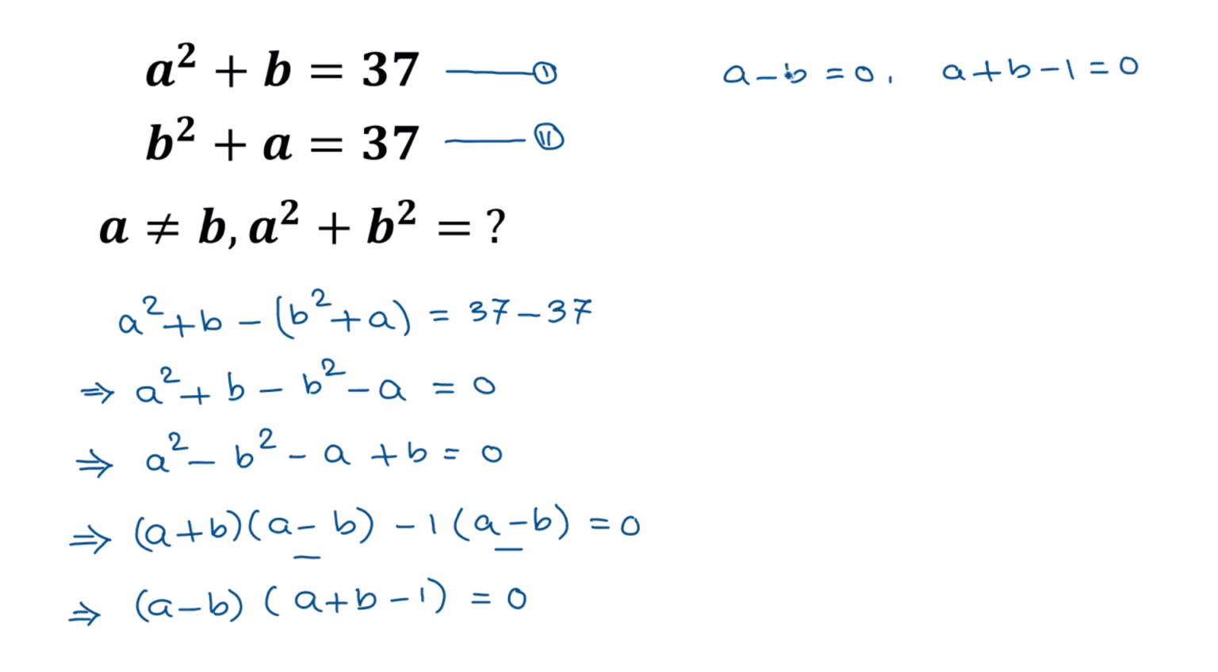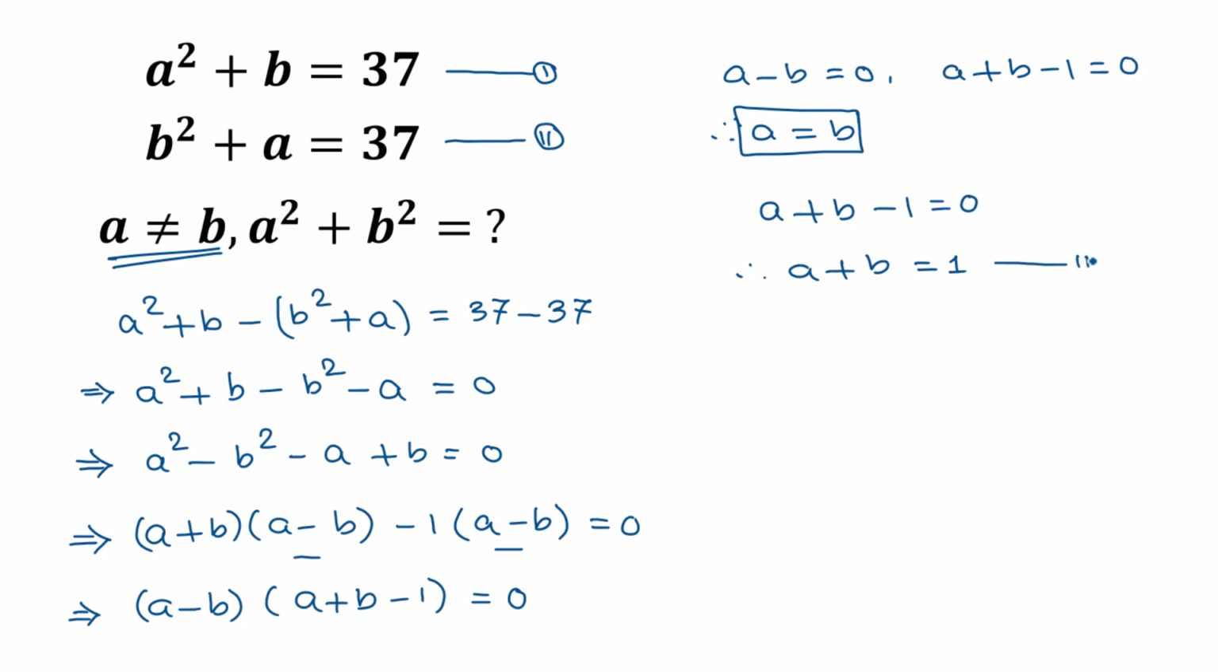Taking this negative b to the right side, we will get a is equal to b. But we have been given a is not equal to b, so this is not acceptable. So finally we have a plus b minus 1 is equal to 0, and taking this negative 1 to the right side, we will get a plus b is equal to 1. Consider this as equation number 3.